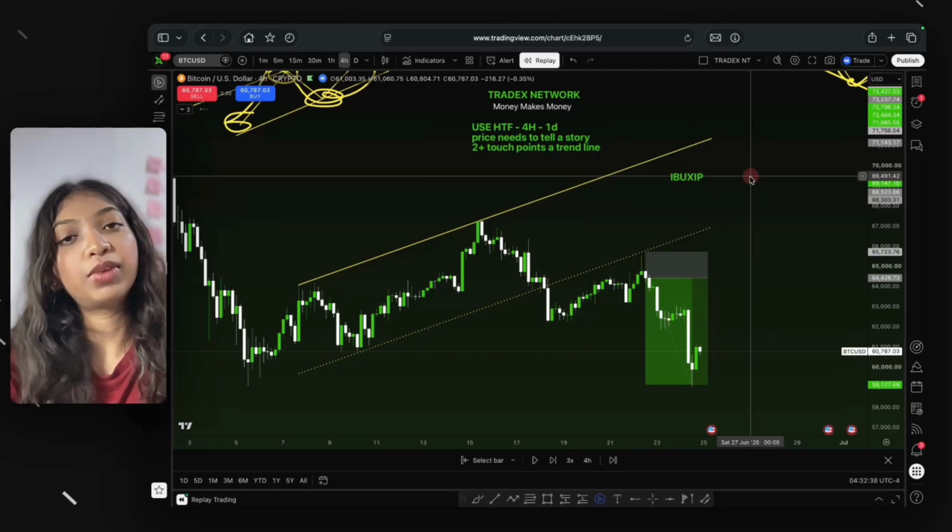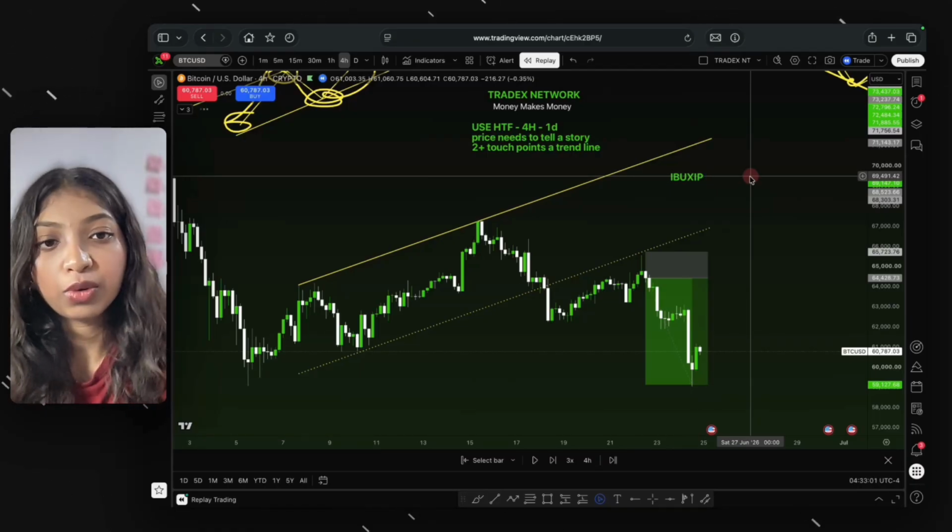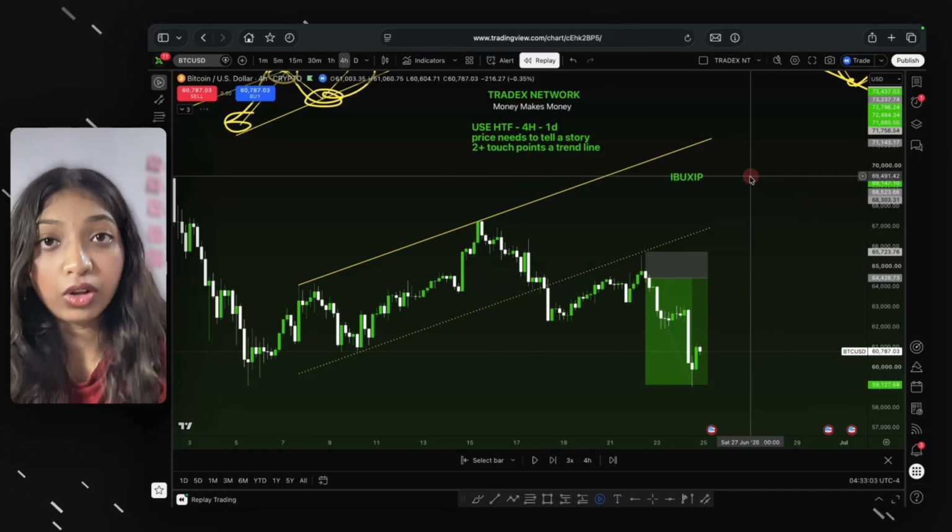And as always, trade with money that you can afford to lose and manage your risk properly, and make sure that you understand the risk involved in trading.